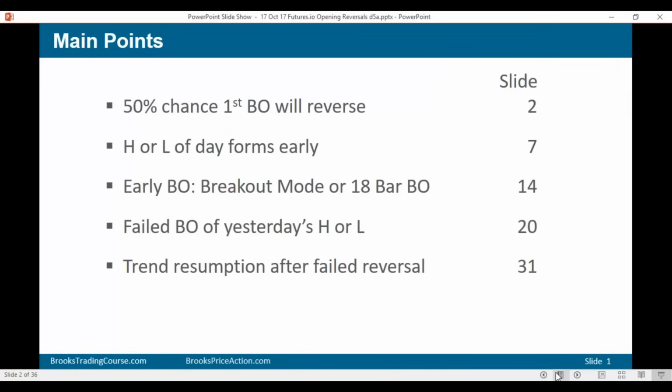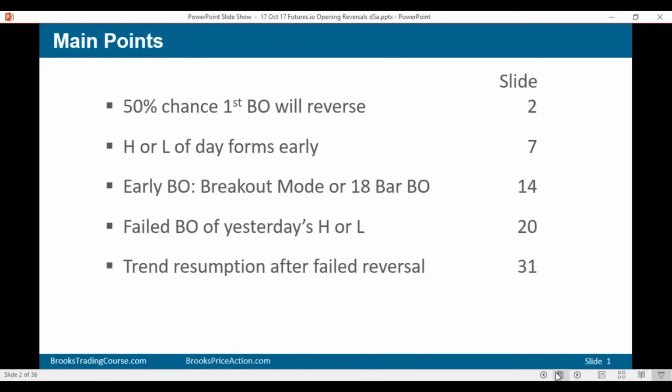I want to make some points during the presentation today. A very important one is on the open. The market often has a very strong breakout up or down, and sometimes the breakout is in two different directions. It's very important to realize that the market is searching for the initial direction, and 50% of the time, that initial breakout, no matter how strong it is, will reverse.